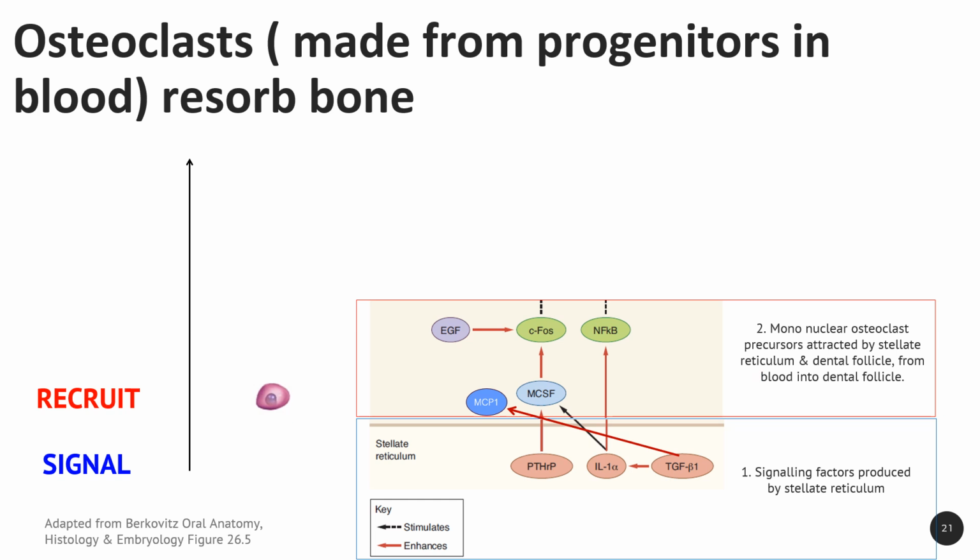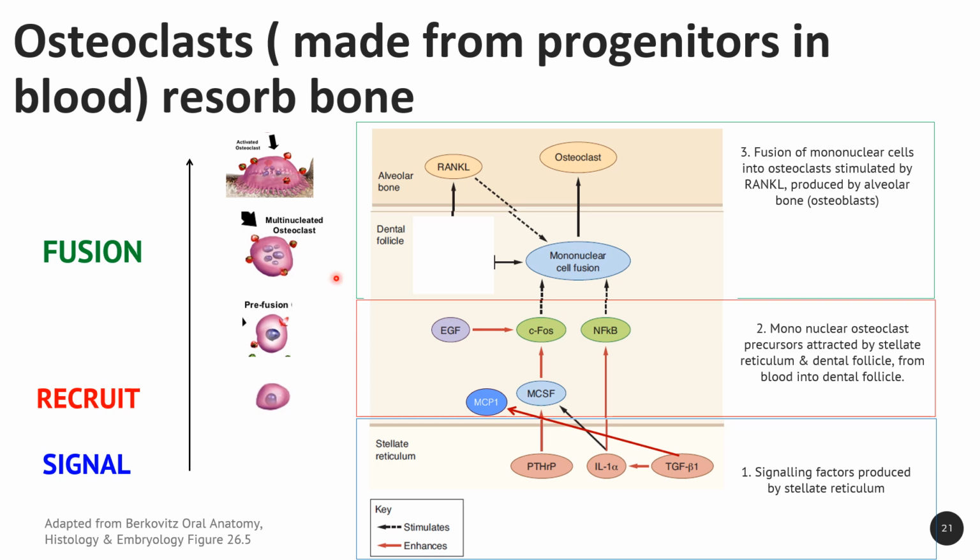So now you have a different panel of cytokines and chemokines and growth factors and all kinds of things which work together to recruit these cells into the dental follicle and also to activate them, because this cell here will not remove any bone.